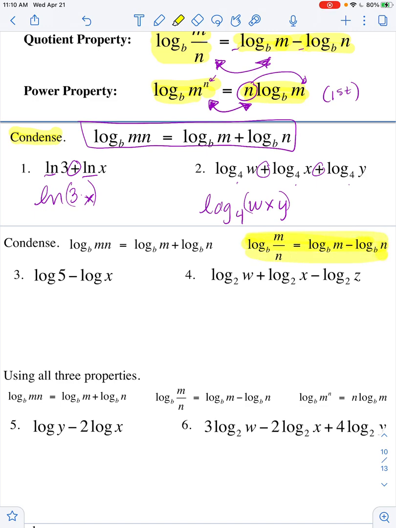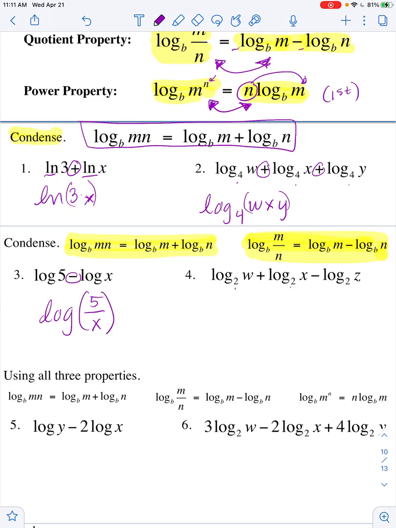Alrighty, keeping in mind that we also have a property where if things are separated by subtraction, they must have been put together with division. So now we're adding in, thinking about that second property as well. These are separated by subtraction. I have log 5 minus log x, so they're log base 10, and I'm going to have 5 over x because they were separated by subtraction. I put them together with division, and you can write it like that if you'd like.